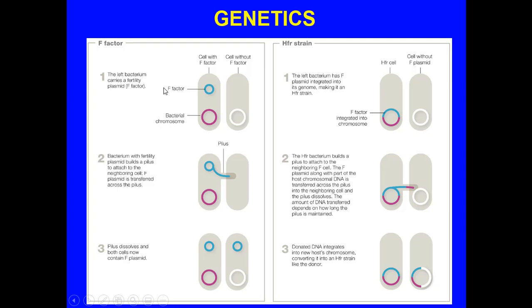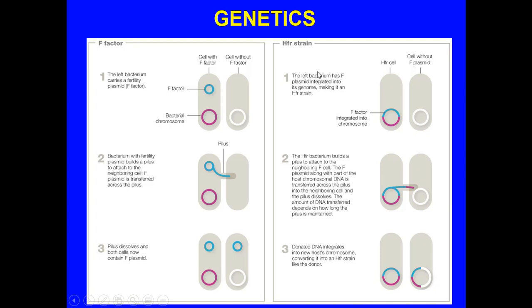But to review, you have a plasmid that has the F factor, fertility. Here's your bacterial chromosome here, cell with F factor. Cell without F factor, this is their bacterial chromosome. In a very short period of time, the bacteria with the fertility plasmid builds a pilus, connects up with the neighboring cell, makes a copy of this plasmid with the F factor, and it will be then deposited into this cell. And now both contain the F plasmid. They both will now have the capability of genetic information exchange with other bacteria.